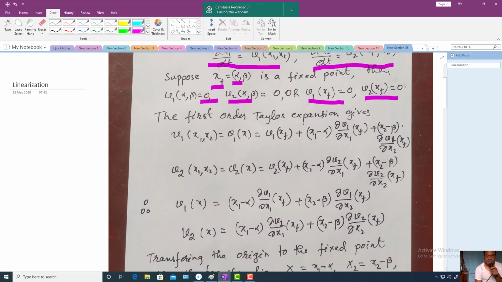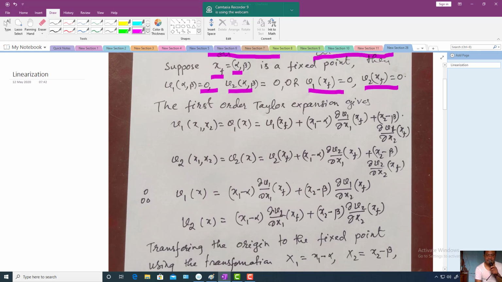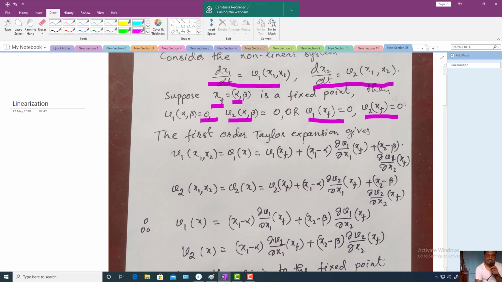So this is your fixed point. Now let us use the Taylor series expansion. First order Taylor series expansion means the second order square term and cube term are all neglected because they are very, very small. They don't have any significant effect on the study of the nature of the fixed point.